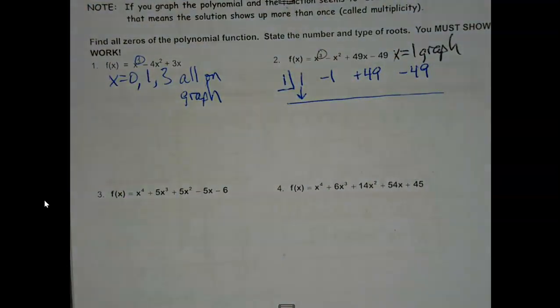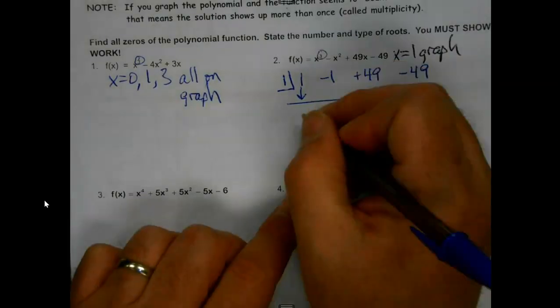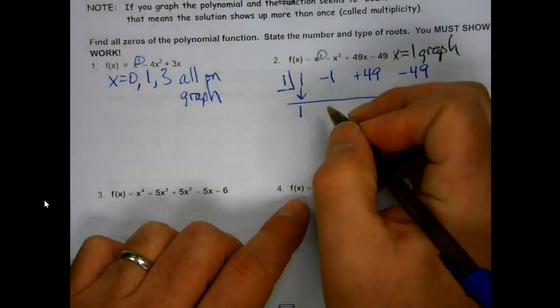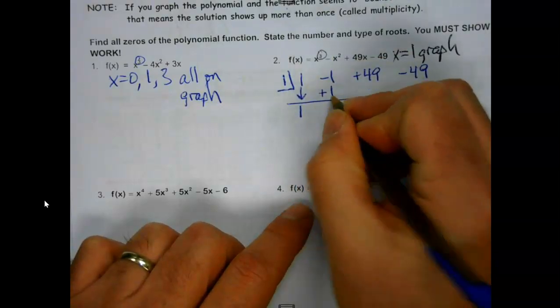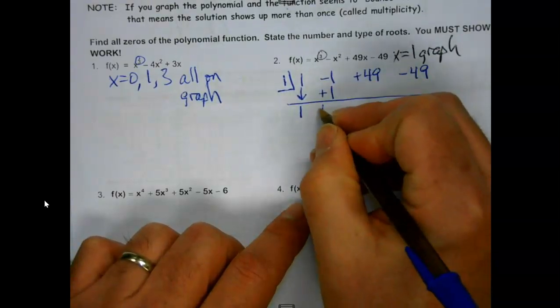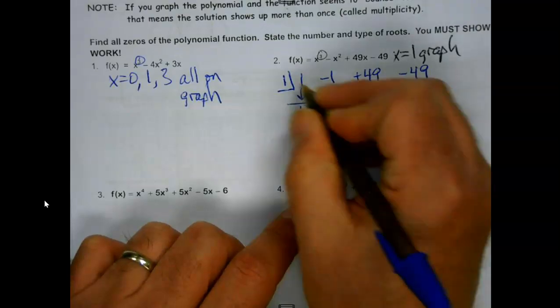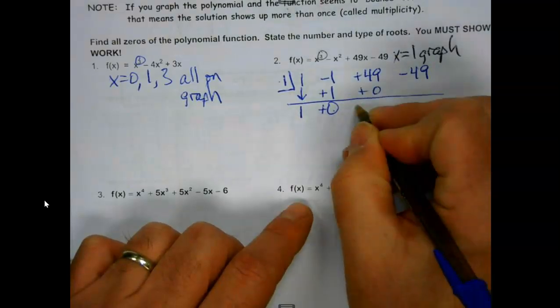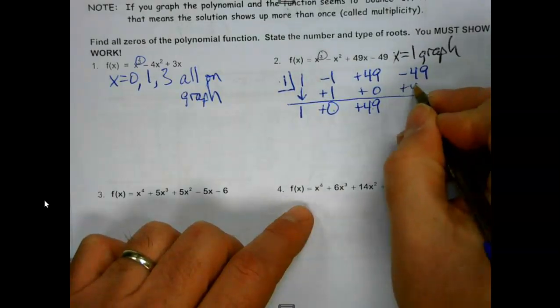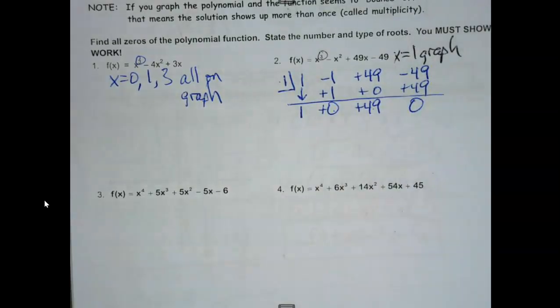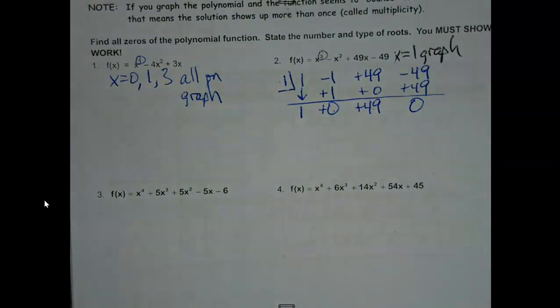So here comes the synthetic division. Bring the first term down. Multiply by what's in the box. Add down. Multiply, add down, multiply, and add down. So, two things to mention here.